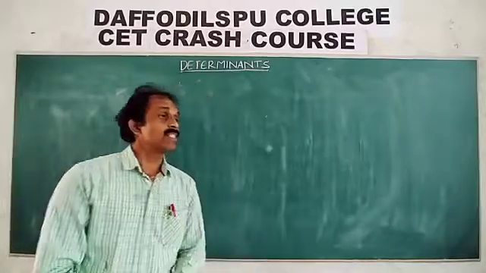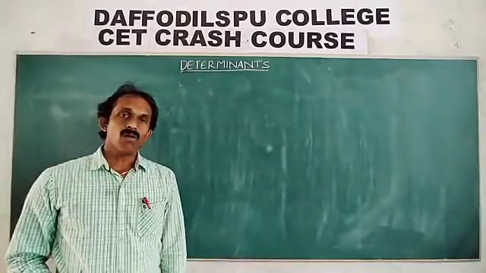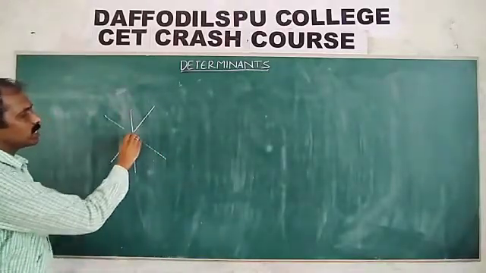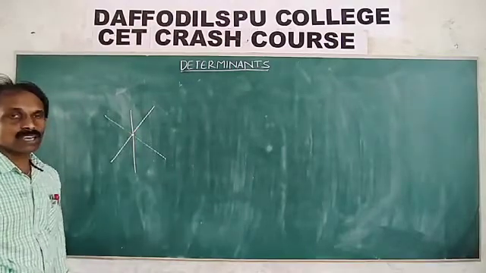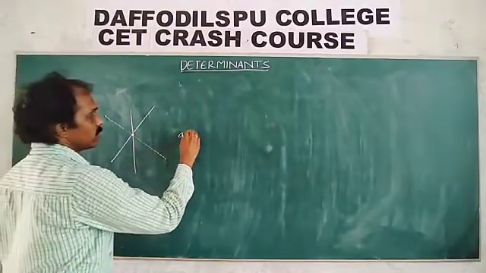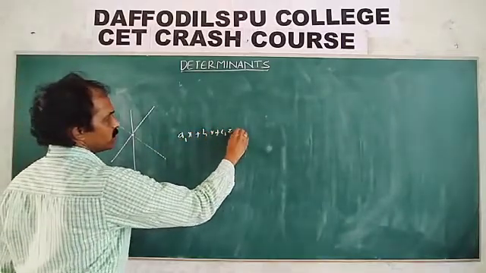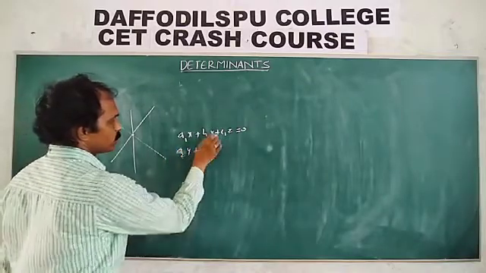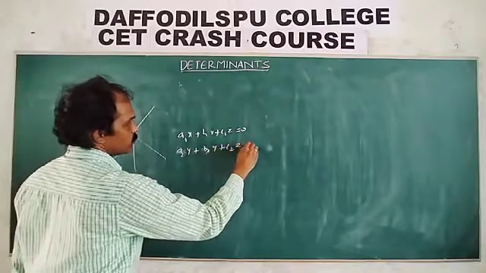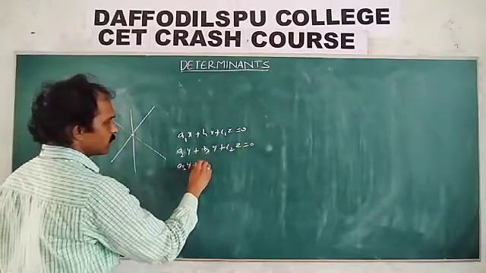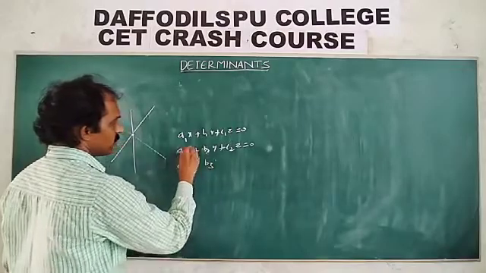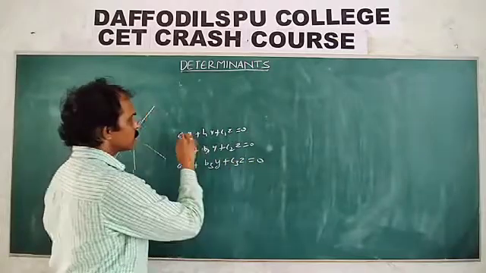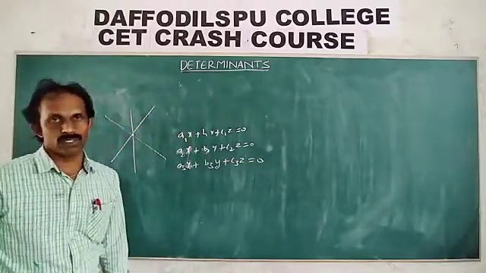And one more thing, this also. Concurrent lines. What is the meaning of concurrency? Three or more lines passing through the same point are concurrent lines. That is a1x plus b1y plus c1z equal to 0, a2x plus b2y plus c2z equal to 0, a3x plus b3y plus c3z equal to 0. The determinant value of the coefficients is also equal to 0.